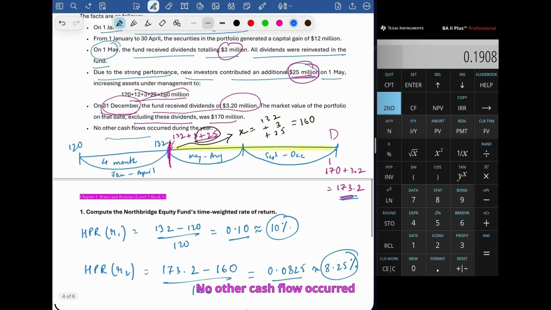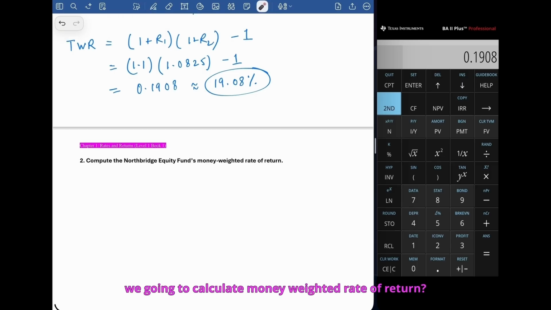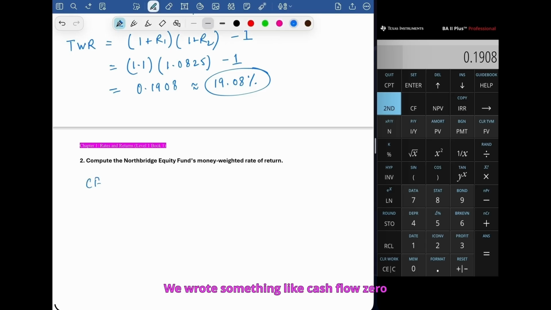No other cash flow occurred during the year. Okay, what about your money weighted rate of return? For this case, how are we going to calculate it? In the last video, I told you the formula for money weighted rate of return. If you remember, we wrote something like cash flow 0, cash flow 1, cash flow 2, cash flow 3, it goes on. This 0 or this 1 does not depict first year, second year. It's not like that. 0 means the beginning.